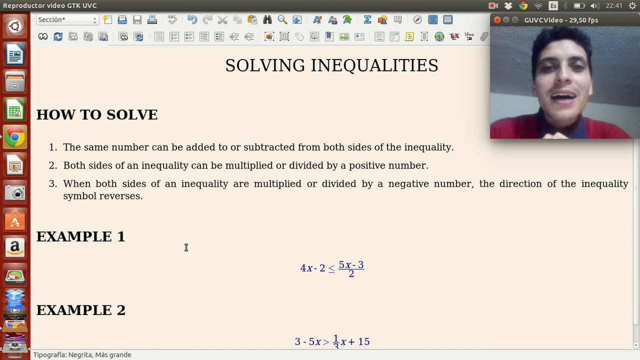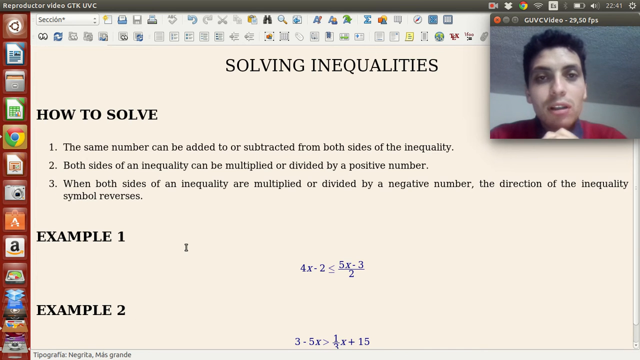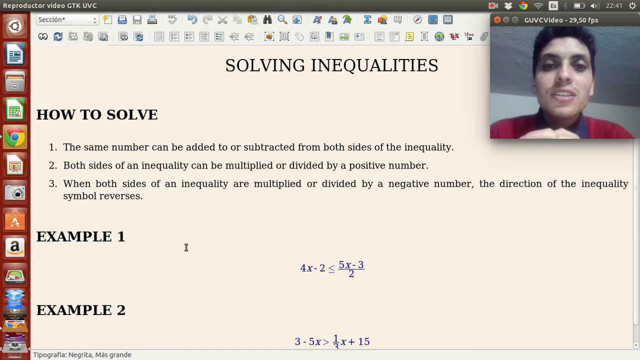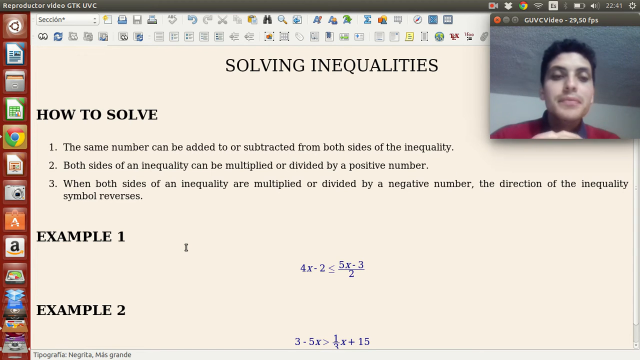Hello. Today I'm going to explain how to solve inequalities. First, we're going to check how to solve them, and then we're going to see how to solve them using examples. So let's check how to solve.